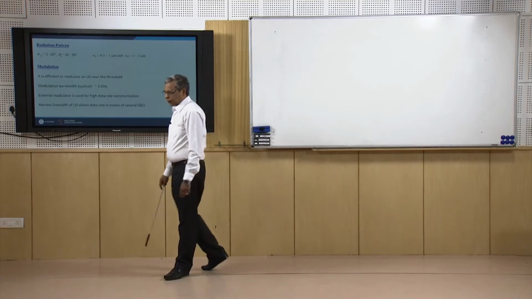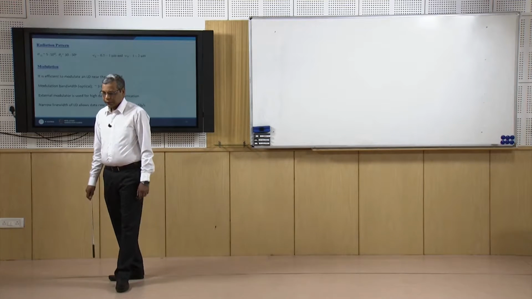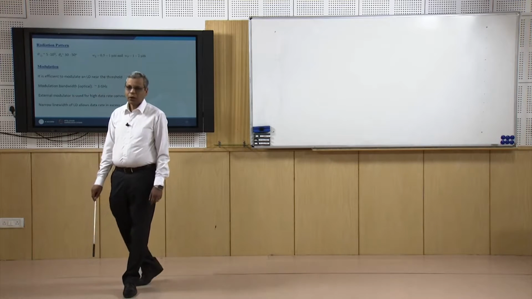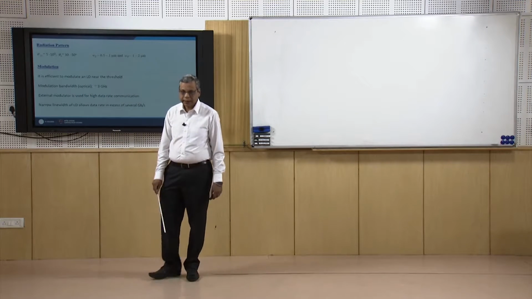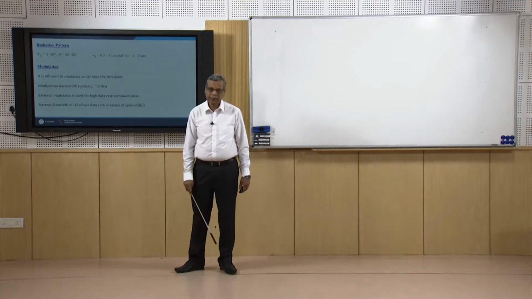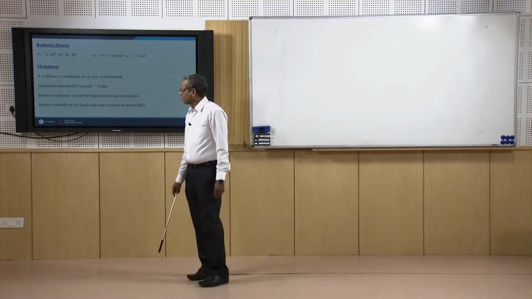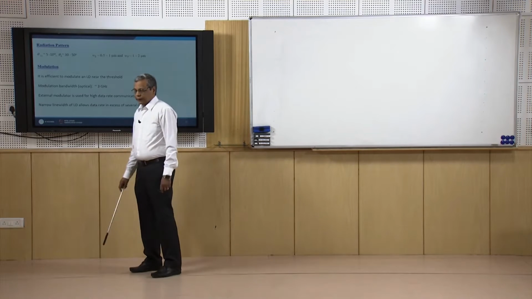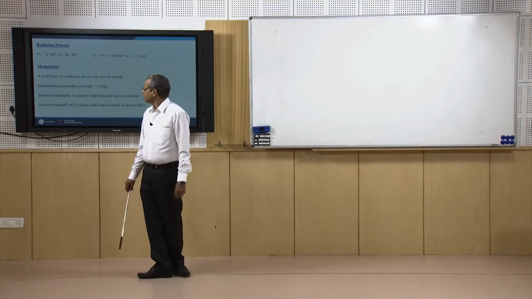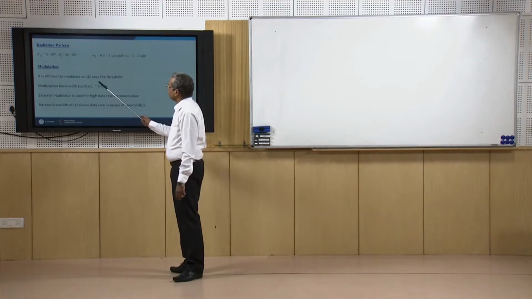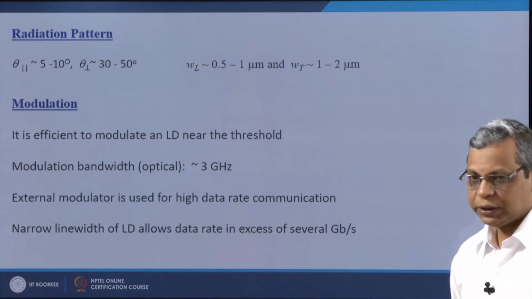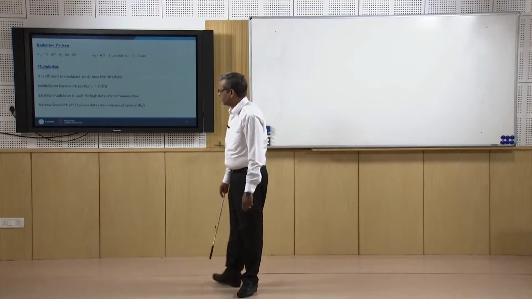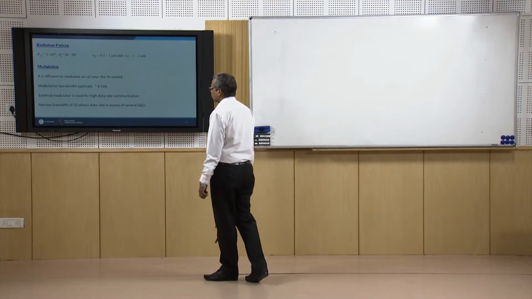So, you can modulate a laser diode directly by injection current modulation, or you can modulate the light coming out of a diode laser using an external modulator. If you choose to modulate the diode laser directly, then you should modulate it near the threshold, because it is efficient to switch on and switch off a diode laser when you operate it near threshold by applying a suitable bias.